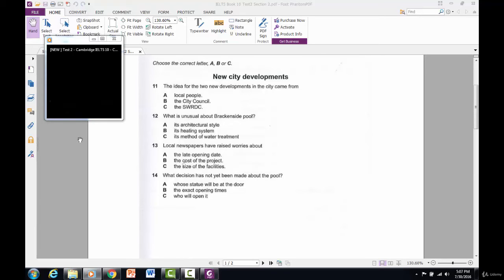And they have been realised using money from the SWRDC, the Southwest Regional Development Commission. First of all, Brackenside Pool.